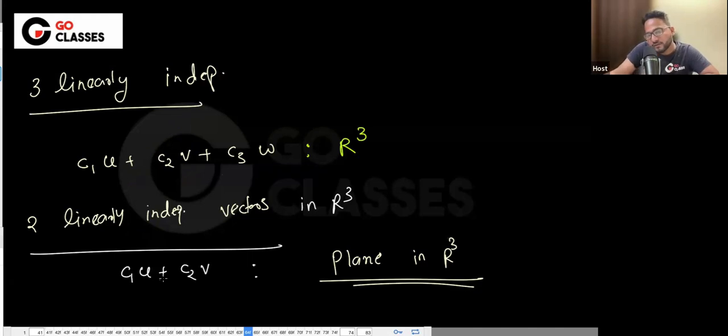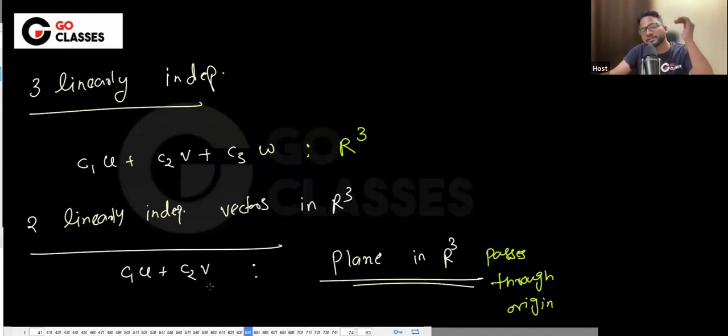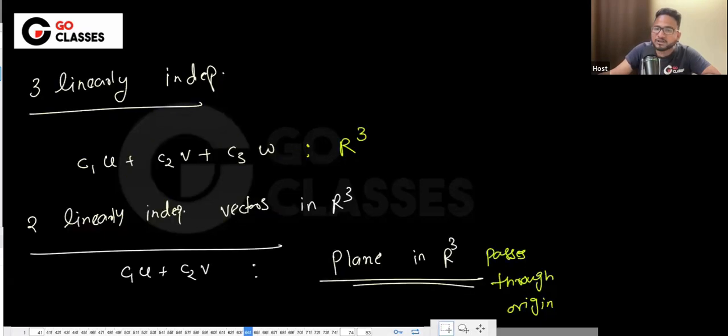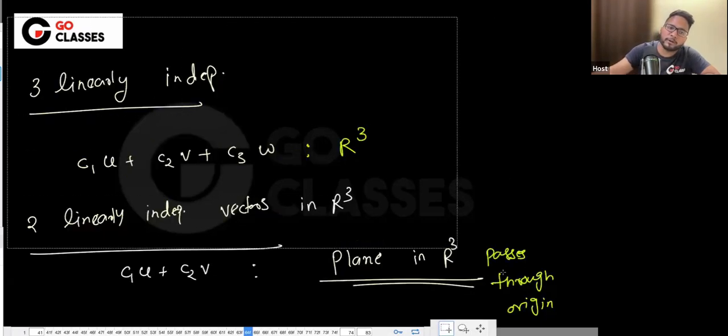Interestingly, if you put C1 and C2 both at 0, then it will give you 0 also. So the plane in R3 that it is going to give you passes through the origin, right? Because if you put c1, c2 equal to 0, then they will give you 0. So if you have two linearly independent vectors, it will give you the plane. If you have three linearly independent vectors, then it will give you the complete R3. Now, for example, if you have just one linearly independent vector in R3, then what will it give you?